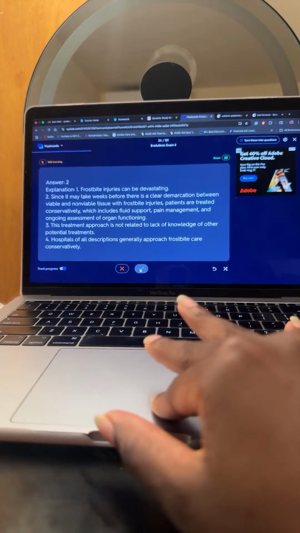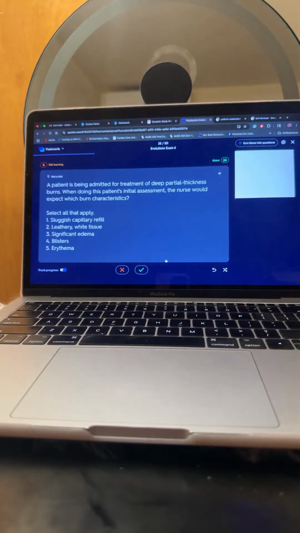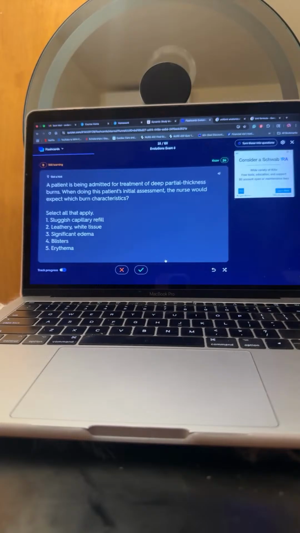Okay, dokie. A patient is being admitted for treatment of deep partial thickness burns. When doing this patient's initial assessment, the nurse expects which burn characteristic? Okay, it's a deep partial thickness burn. You're not going to have blisters. We are probably going to see some edema, so I would say significant edema.